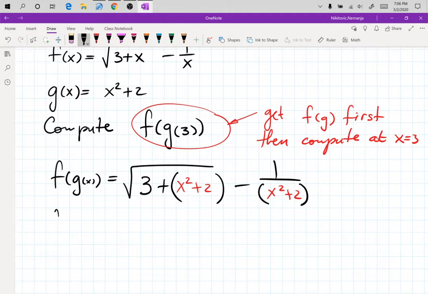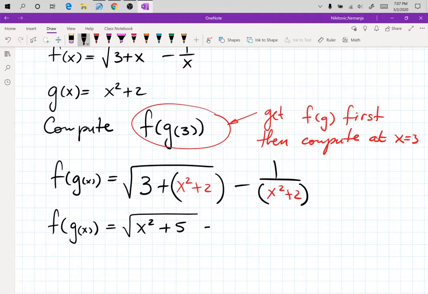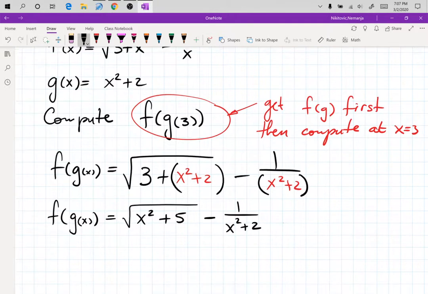The next step is to compute this. If you can't simplify, actually we can, hold on. We can simplify now, right? Because we can write this as the square root of x squared plus 5 minus 1 over x squared plus 2.